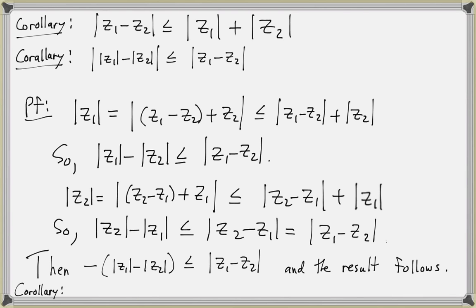And another quick corollary: if I replace z2 with minus z2, we get that the absolute value of z1 minus the absolute value of z2 is going to be less than or equal to the absolute value of z1 plus z2. Again, we just get this by plugging in negative z2 for z2 in the previous expression, and noting that the absolute value of negative z2 is equal to the absolute value of z2.